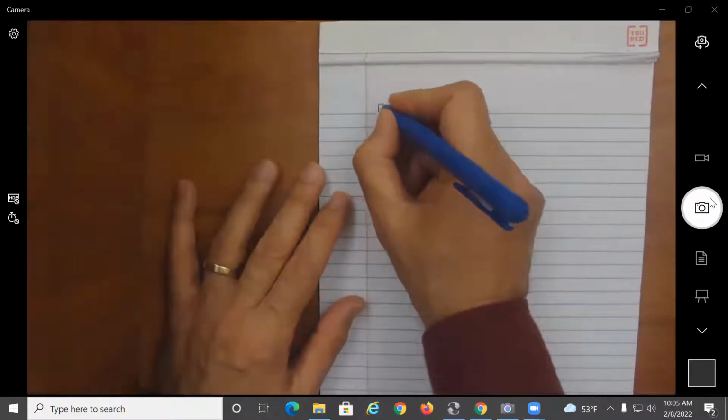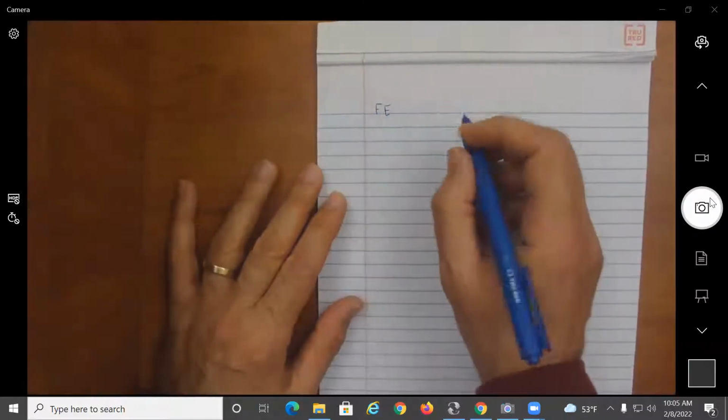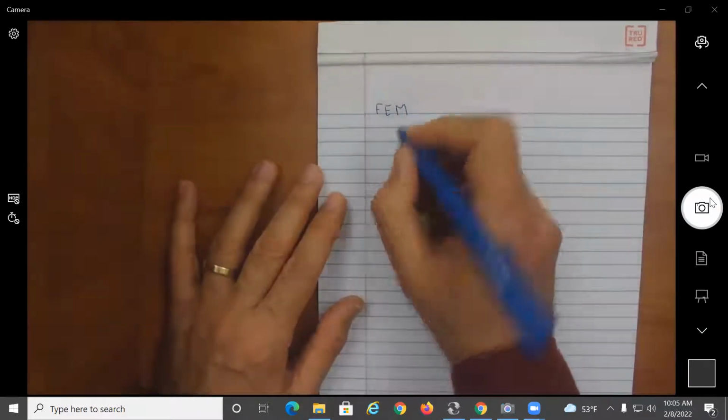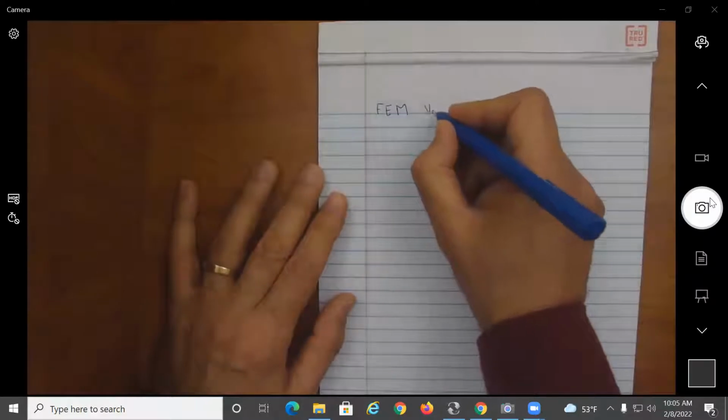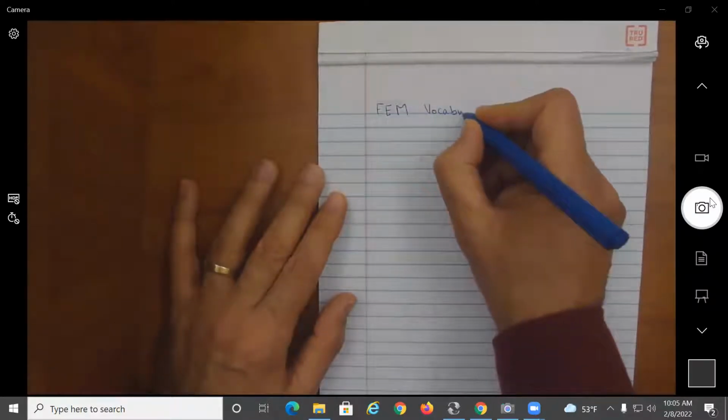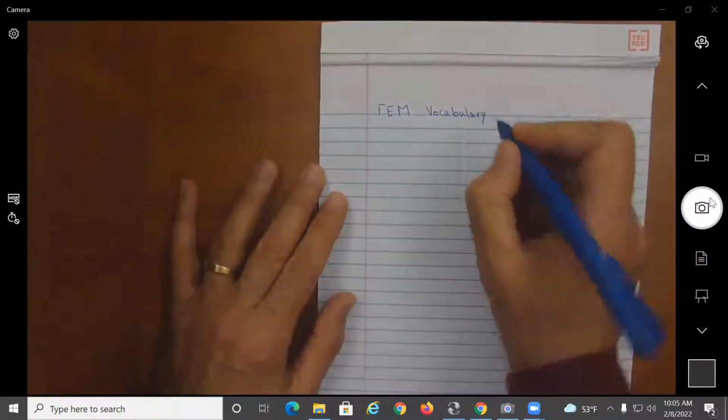We started learning about the finite element method, and we just took a quick overview of what the finite element method does for us. So we said we're going to refer to it as FEM. And just before I move on, I would like to refresh here some of the vocabulary that we've learned.